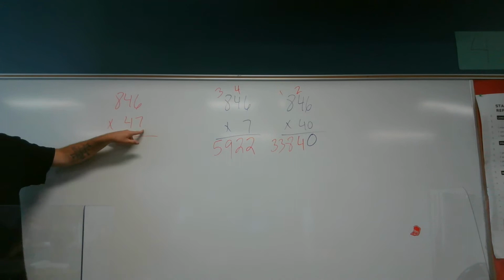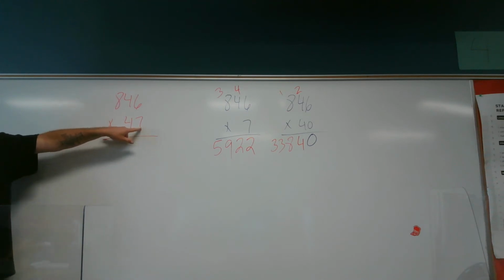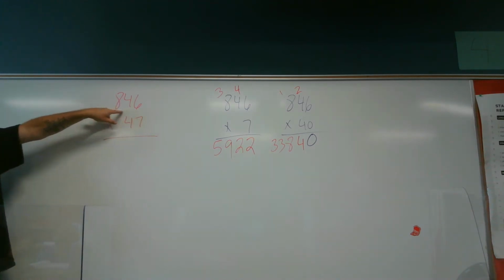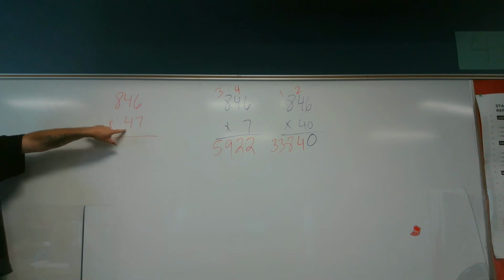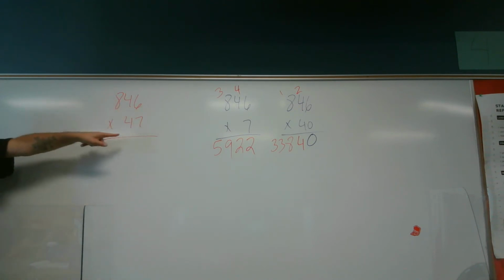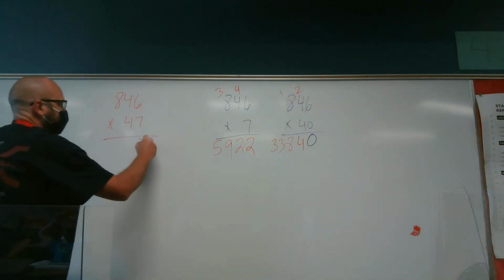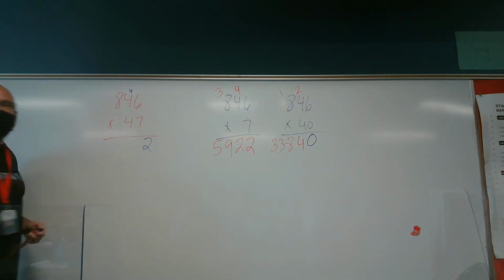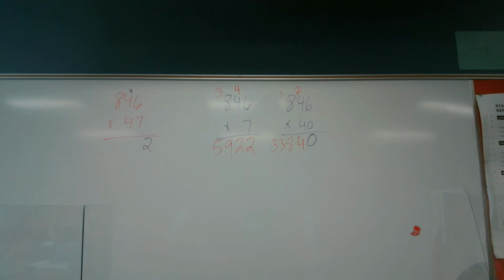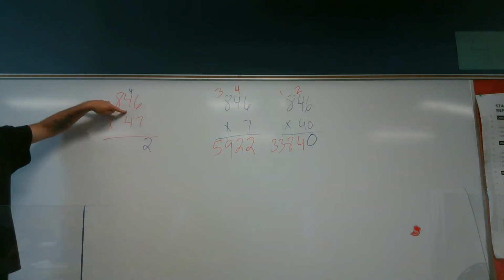So let's start in our ones place. We always start in our ones place, and we'll do our ones all the way through this factor. And then we'll do our tens all the way through this factor. So 7 times 6 is 42. And that's 42 ones, so I take 4 tens and then 2 ones. 7 times 4 plus 4 more.